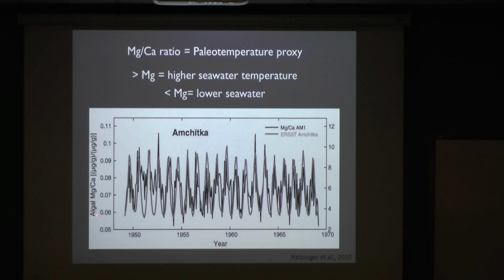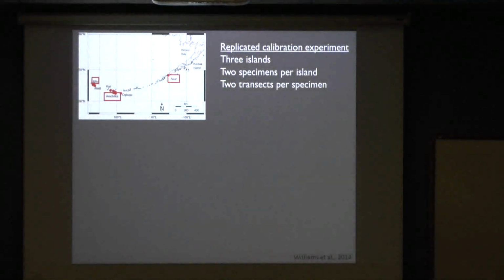This is a ratio of algal magnesium-calcium over time versus seawater temperature on the right, and you can see that they both very clearly show your seasonal cycle, reflecting the changes in seawater temperature. It's not a perfect fit. There's a lot of other things that are also involved here, but we can see that there's a very strong relationship between temperature and algae magnesium-calcium.